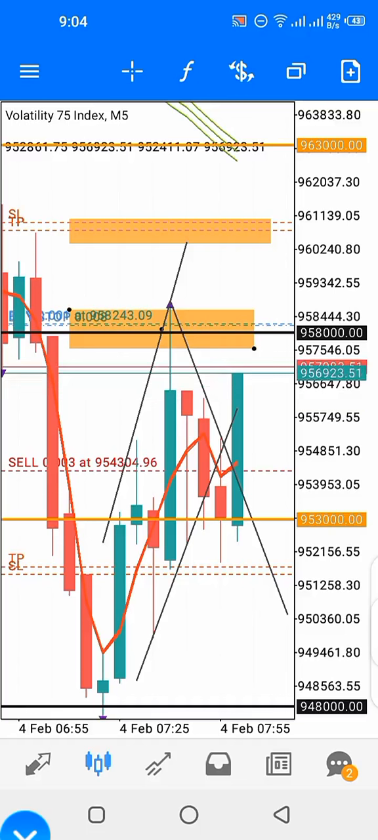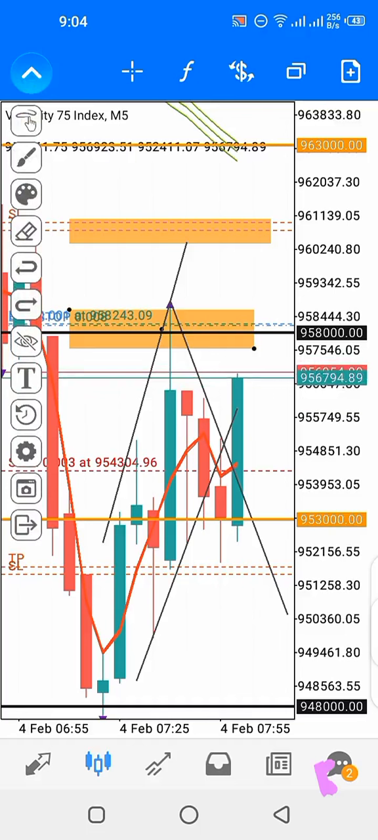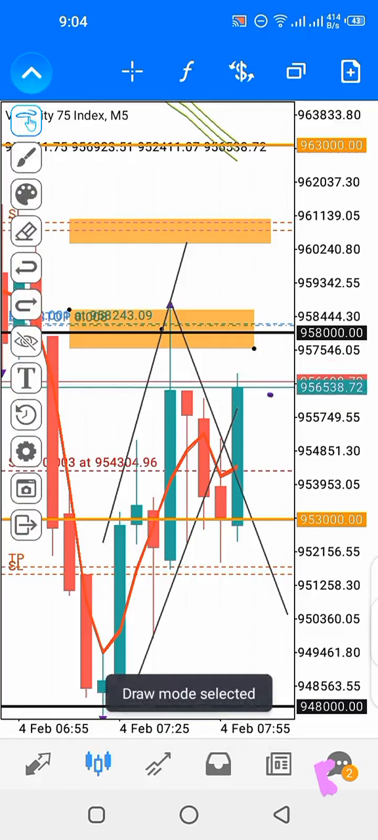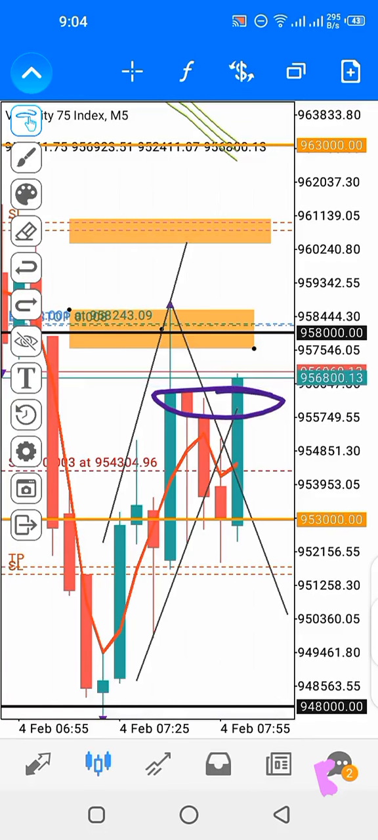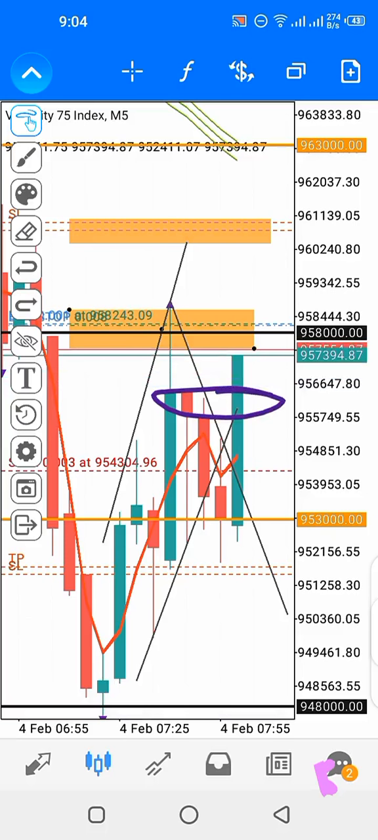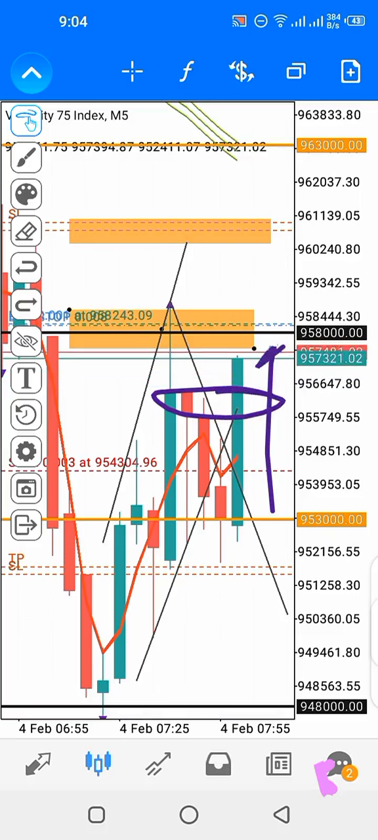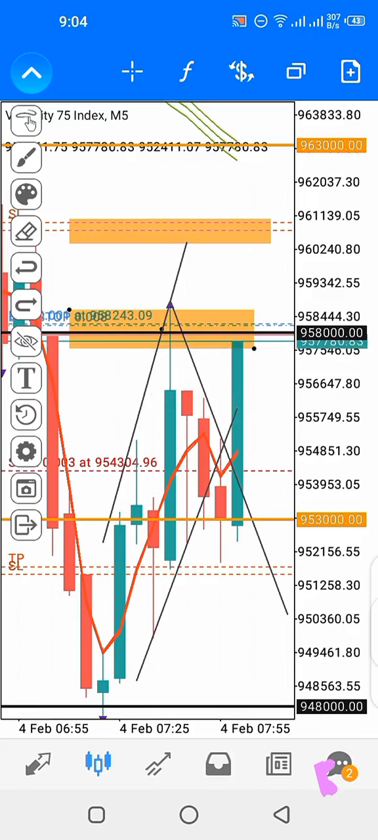Okay, you can see a clean break of price above that resistance level. I can see a tall bullish candle, which shows the strength of the buyers. When you see this kind of price action, you should know that the buyers are in control and price will go up.